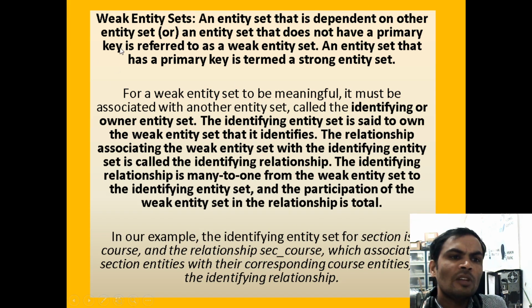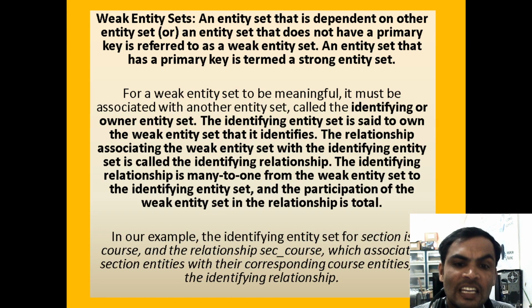Now an entity that has a primary key is termed a strong entity set. Under the entity, if you are defining a primary key, that entity we should consider a strong entity set. Under the entity, if you are not defining any primary key, that entity we should consider a weak entity set. Now one more, for the meaning of your entity set, it must be associated with another entity set, then only we can call it an identifying or owner entity set.